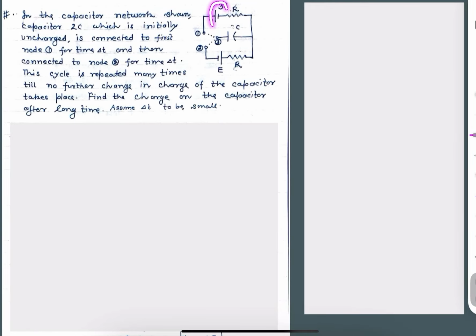We have two cells of EMF 3E and E respectively. We have two resistors, each of resistance R. Initially the circuit is open, there is no current anywhere, and we have marked these three nodes as 1, 2 and 3.